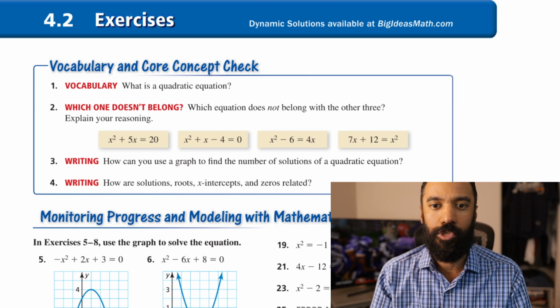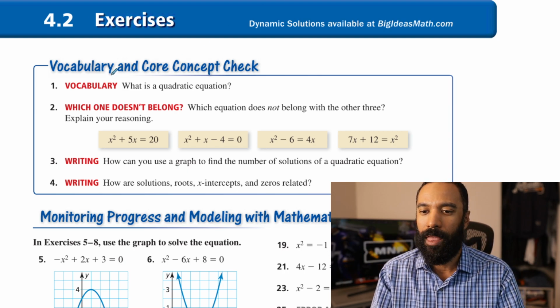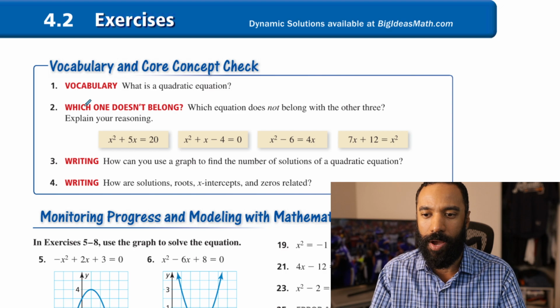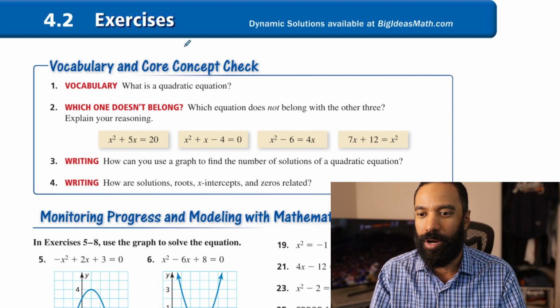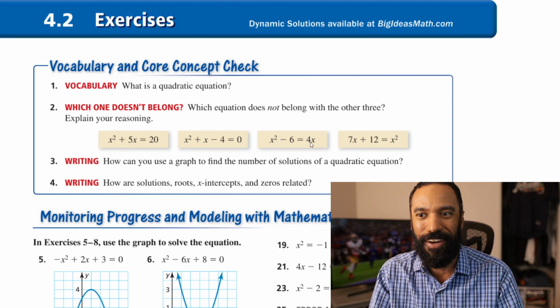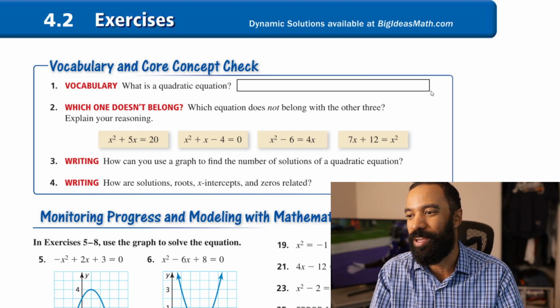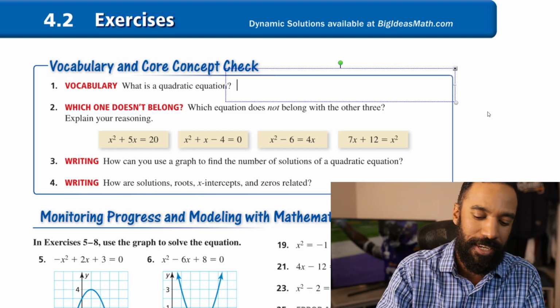Okay, that's it for the notes portion. Let's go ahead into the vocabulary and core concept check. 4 questions. Number 1, what is a quadratic equation? I don't know how to answer that. A quadratic equation is an equation with x squared as the leading term.